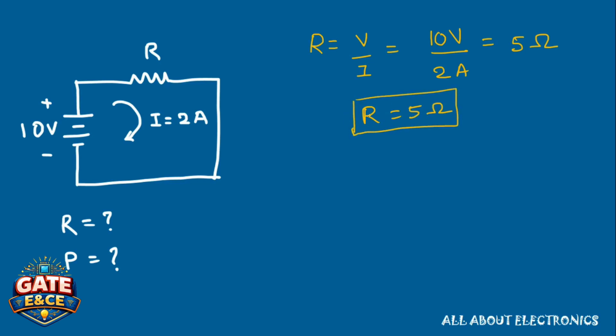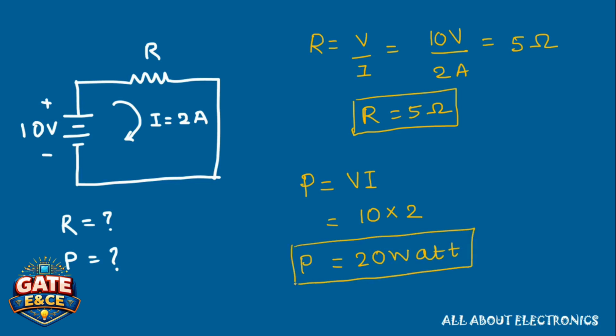Now the power P, we had seen that it can be defined by V into I. So here we know the voltage is 10 volt and the current is 2 ampere. So the power that is dissipated across the resistor will be 20 watt.